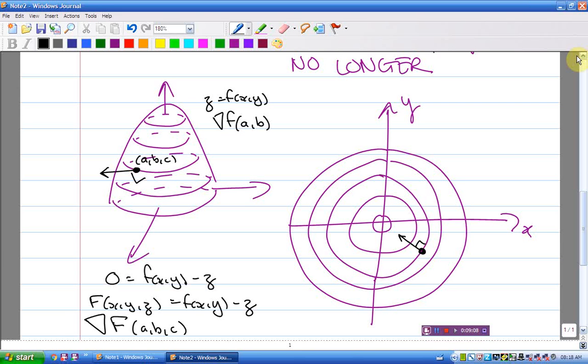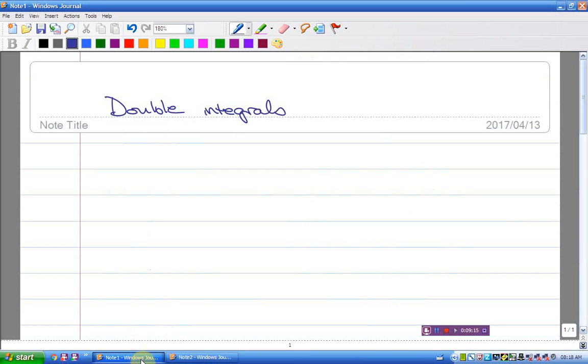Okay, so that's grad. And I'm doing double integrals, otherwise we're going to end up 2 lectures behind. Yes, yay! Double integrals. Let's talk about double integrals. Where are my notes?